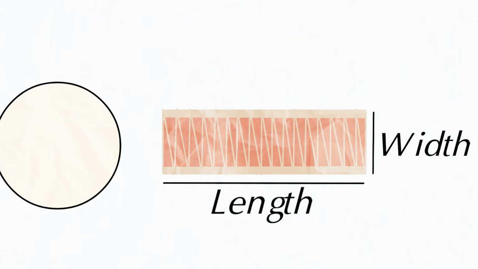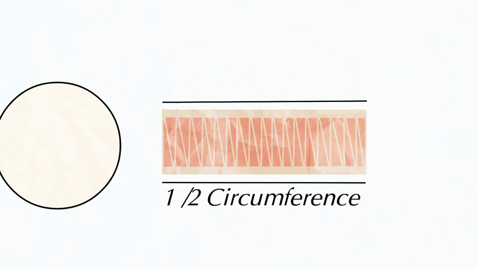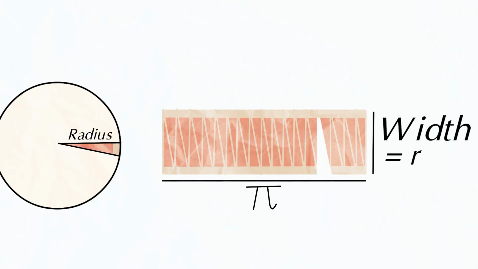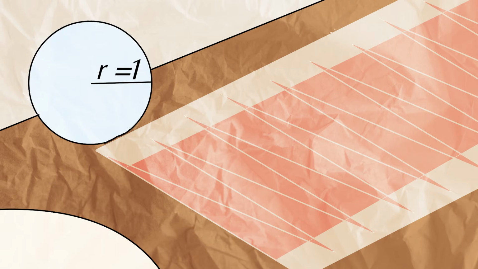Now, the area of this rectangle is just length times width. The length of the rectangle is half the circumference, because there's half the crust on one side and half on the other. So the length is pi r, and then the width is just the length of a piece of pizza, which is the radius of the original circle. So area is pi r times r. Area is just pi r squared. So the area of a unit circle then is just pi.